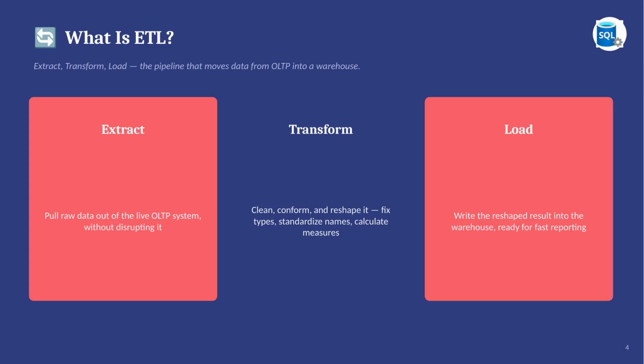These three steps run on a schedule, often nightly, sometimes much more frequently, depending on how current the reporting actually needs to be. There's also a closely related pattern worth knowing about by name, ELT, where the raw extract gets loaded first and the transformation happens afterward, inside the warehouse itself, using the warehouse's own processing power rather than a separate transformation server, which has become increasingly common as cloud warehouses have gotten genuinely fast at large-scale transformations.